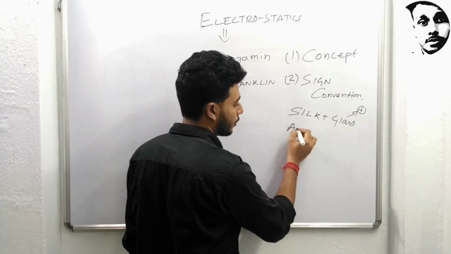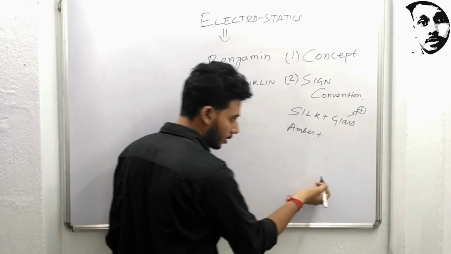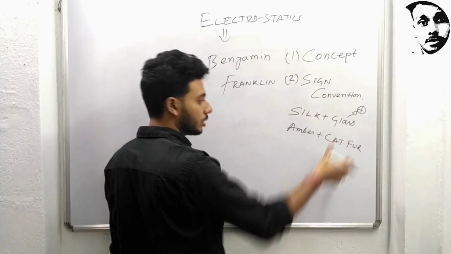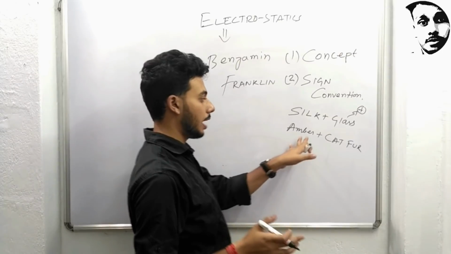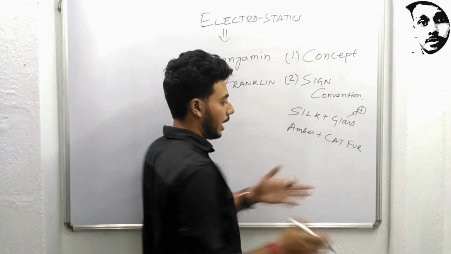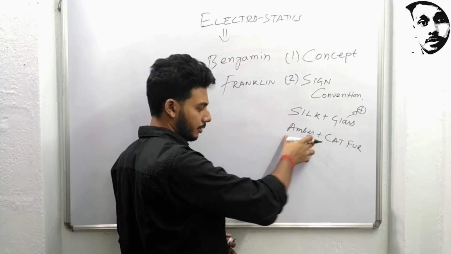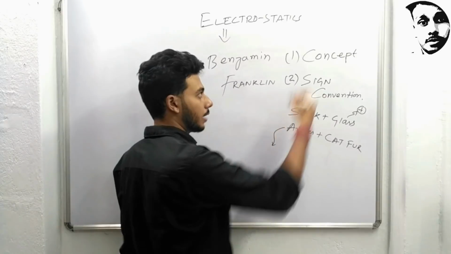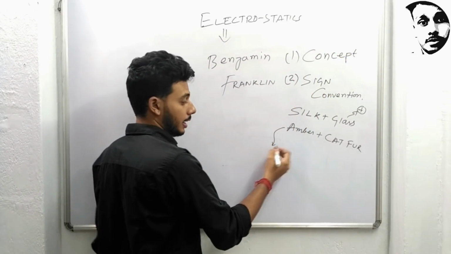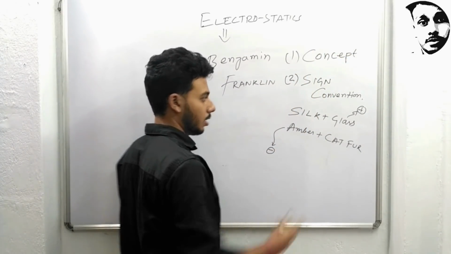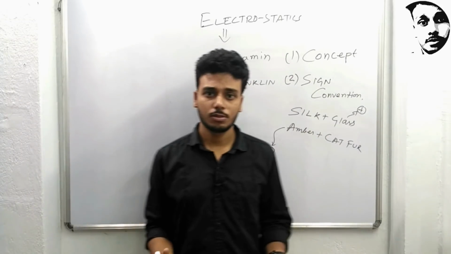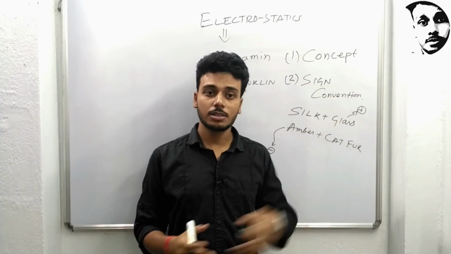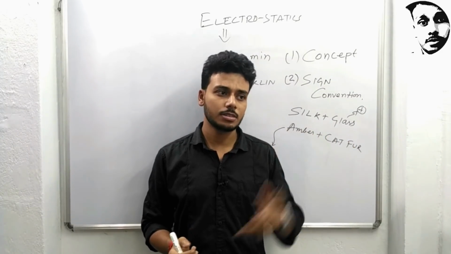Similarly, if you rub amber with cat fur, then due to this rubbing the fluid amount imbalances, and the amber will have a deficiency of that fluid. So according to his concept, it is considered negatively charged. Now why he actually did that, I don't know. And why people maintain his sign convention.